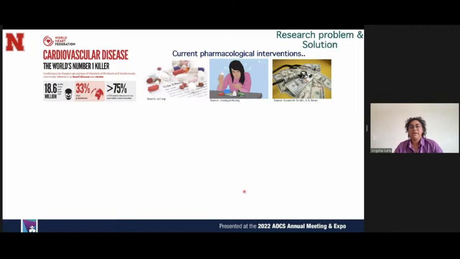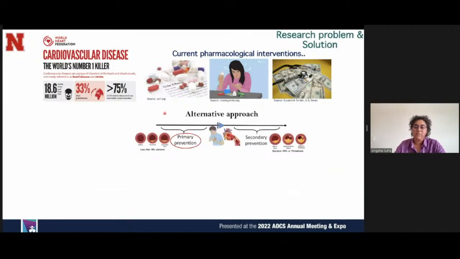So as we know, metabolic diseases such as cardiovascular disease is the number one cause of death worldwide. And the pharmacological interventions which are associated with them, they have various side effects and they're very expensive procedures. Therefore, we need to keep looking for a more preventative alternate approach so that we can reduce the number of people having to reach that extreme stage where they have to undergo expensive vascular surgeries, for example.